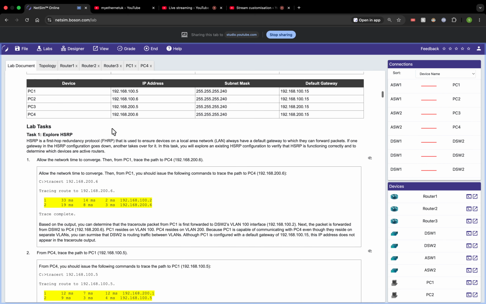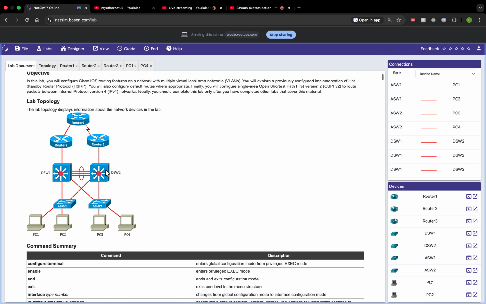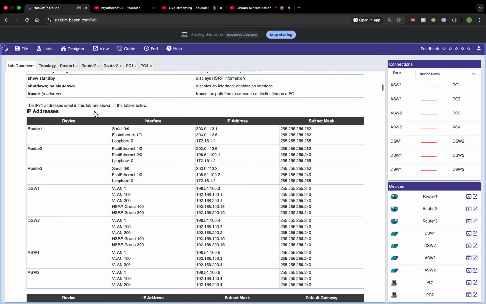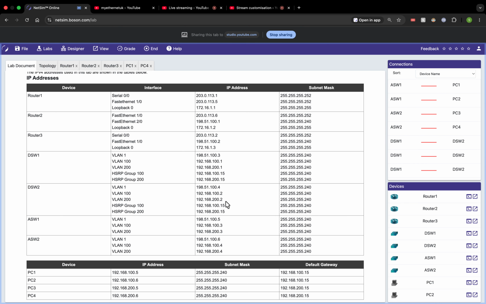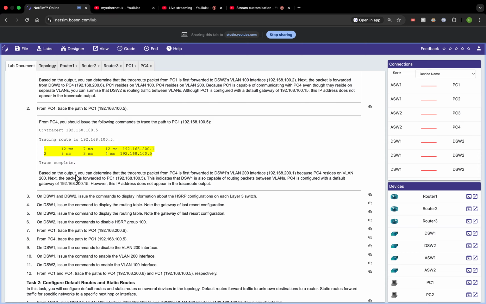Yeah, which it's going to be distribution 2. 200.15 is connected to HSRP group 2. Okay, so issue the commands to display information about HSRP configurations on each layer 3 switch.